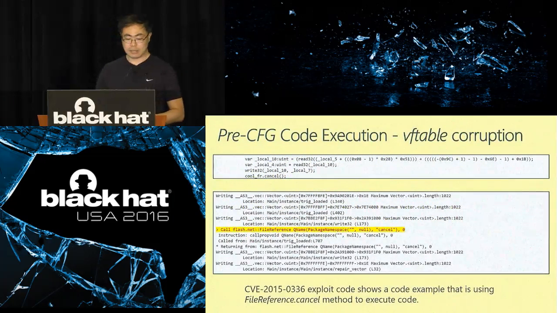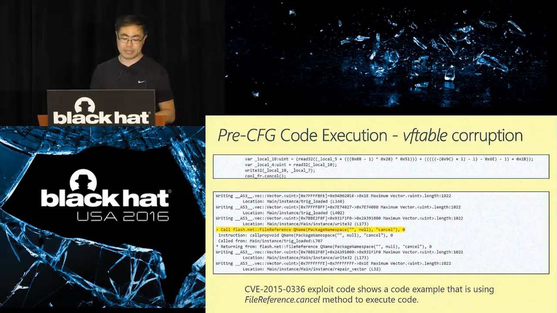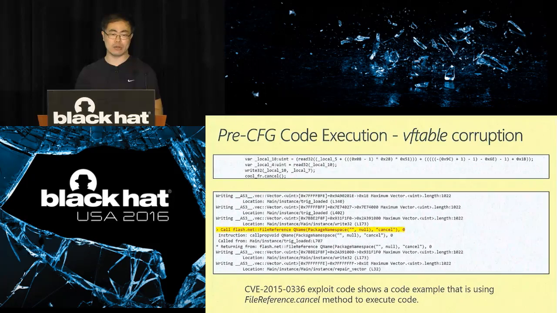For example, when CFG was not present, vtable corruption in the actual Flash exploit code was just 4 lines of code. It reads some object address, overrides one function pointer inside the vtable, and then you call one method from the corrupted object. The yellow background line is just calling FileReference cancel, which is a very well-known exploitation target object.